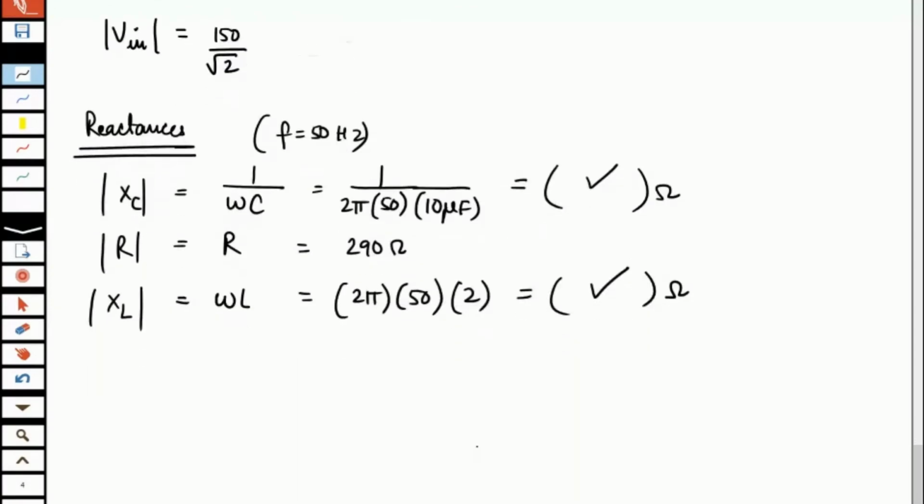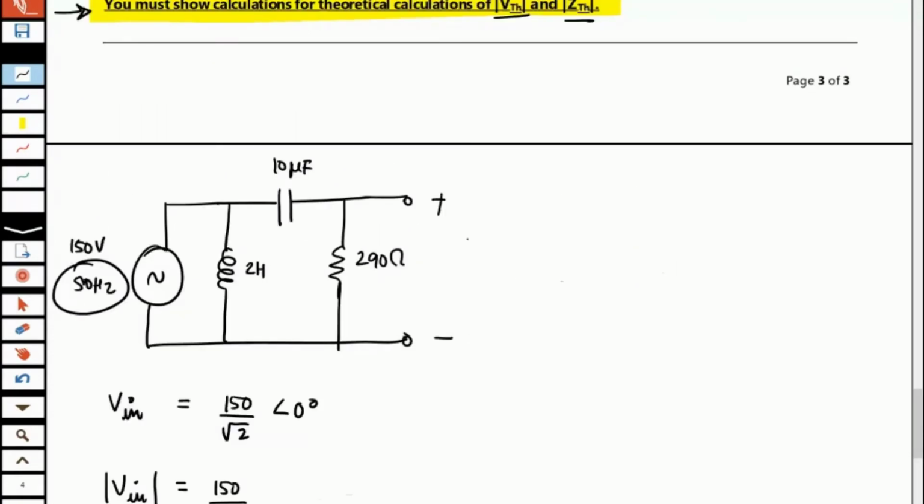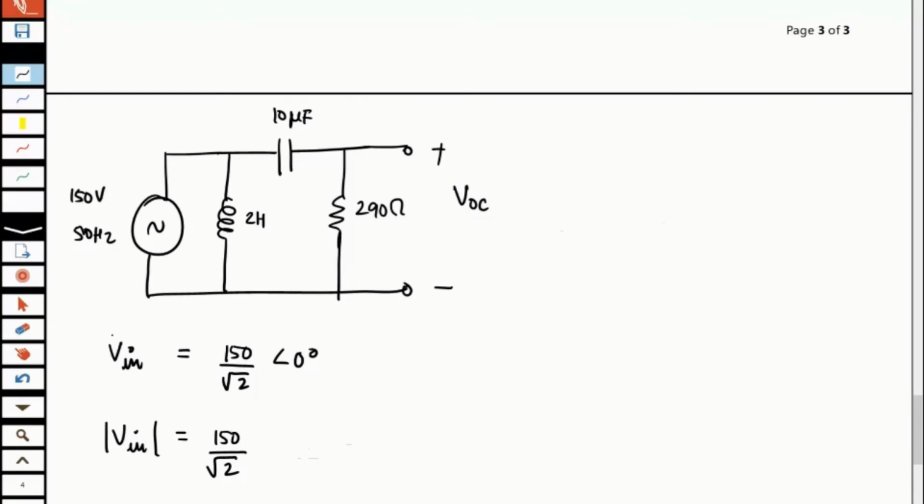Now, how do you calculate the theoretical value of VTH? It is the open circuit voltage across the terminals. It is V in into the resistor plus capacitor combination, right, because this whole voltage is coming across these two elements. So now you just need to find the voltage across 290. So it will be V in into 290 upon 290 plus XC, right?